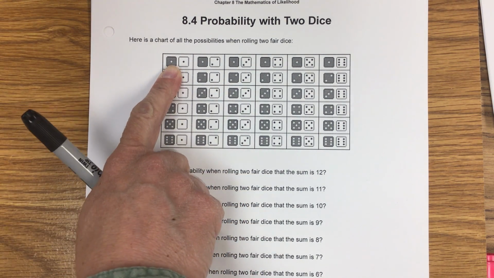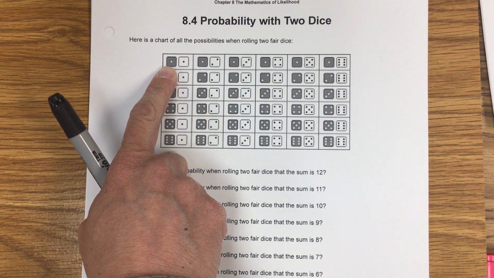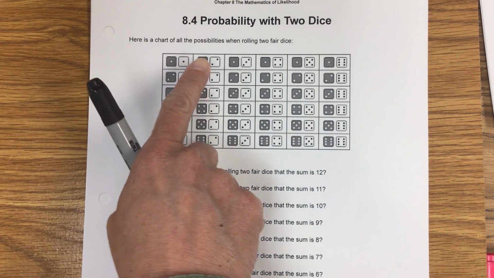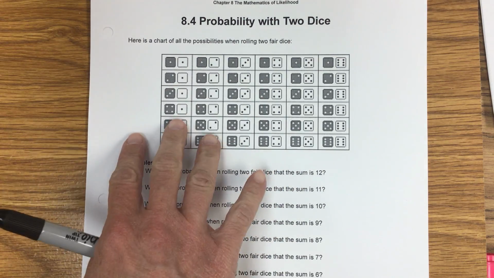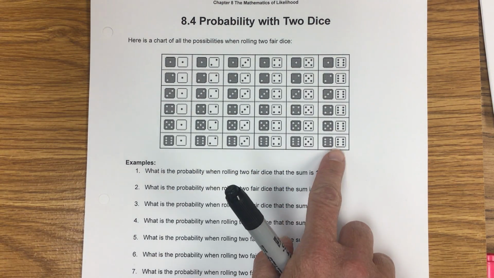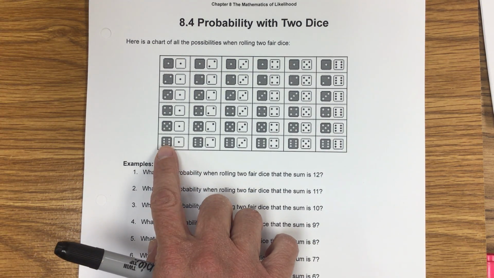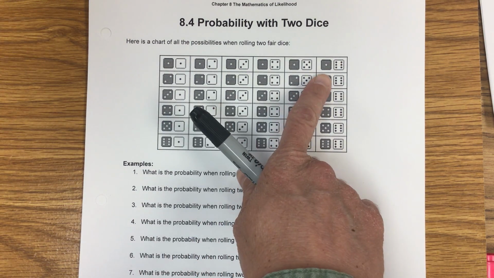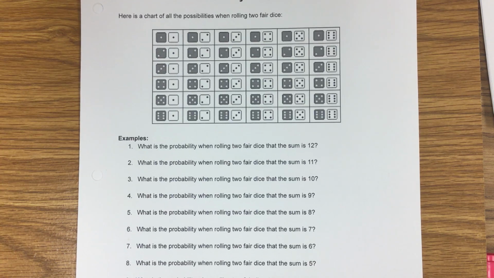you have, for example, a gray die and a white die. The gray one could show a 1 and the white one could show a 1. Or the gray one could be a 1 and the white one could be a 2. All of the possible things that could happen, all the way up to 6 and 6, are here. You could have a 6 and a 1 or a 1 and a 6, and those are different because they are 2 different dice. So let's go ahead and work through our examples.